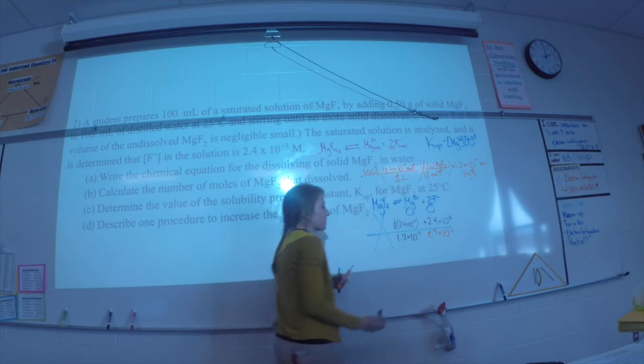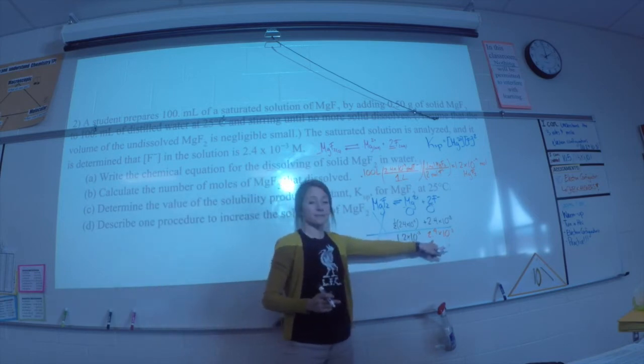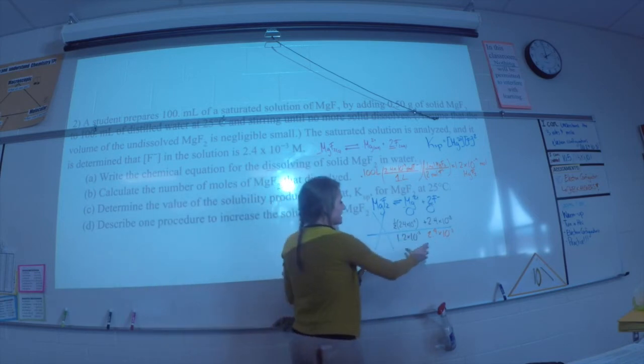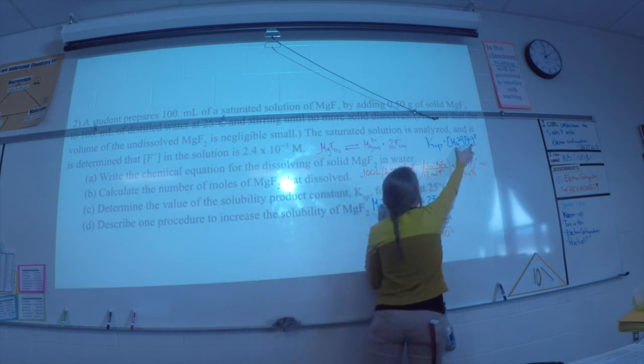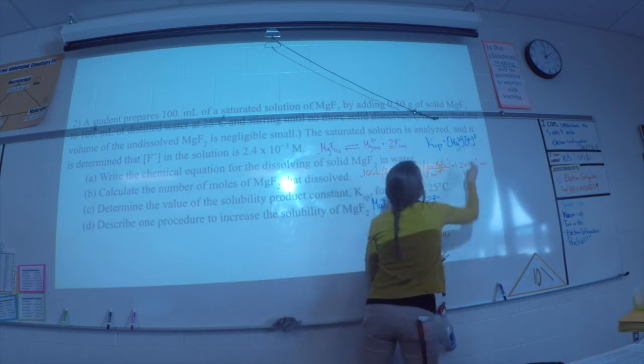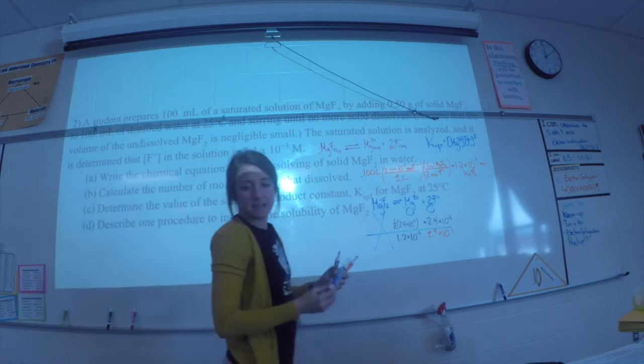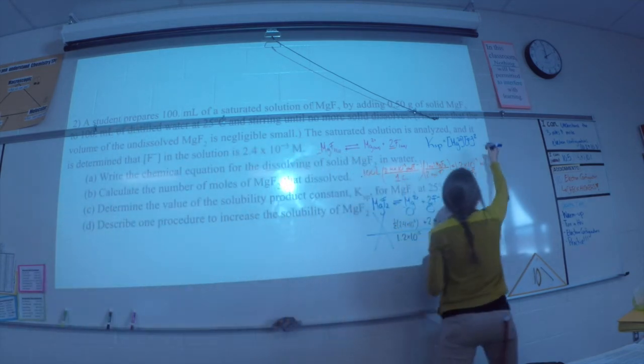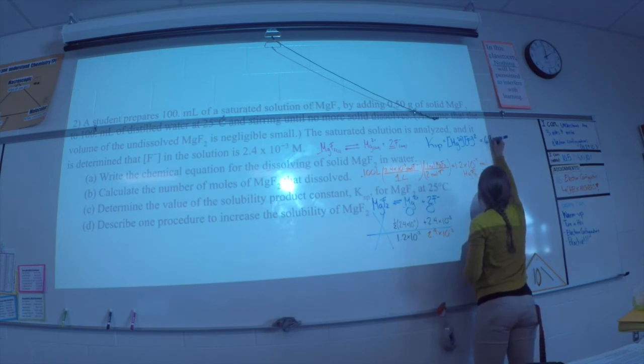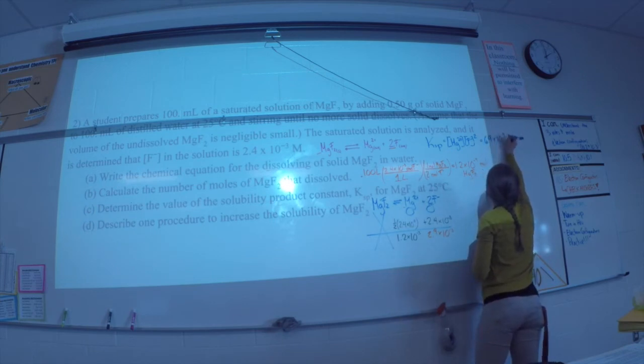Everything in brown is what I figured out from what the problem gave me. Then we just take these and plug them in up here, making sure to square your F-, and in the end you get 6.9 times 10 to the negative 9 as your final answer.